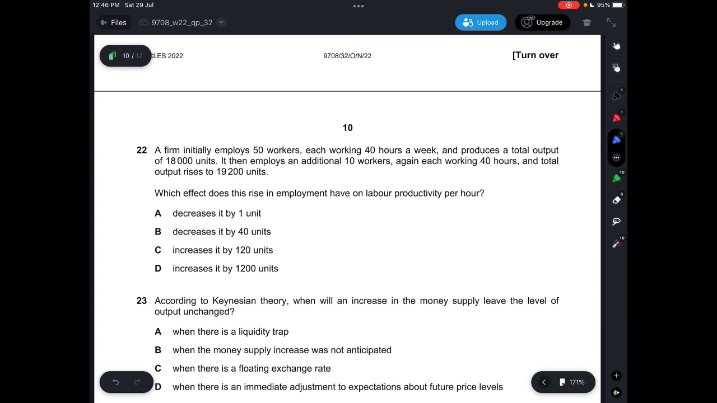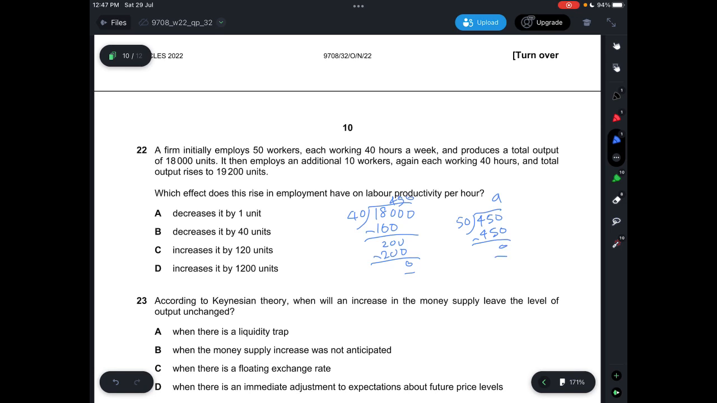Question 22. A firm initially employs 50 workers, each working 40 hours a week, and produces a total output of 18,000 units. It then employs an additional 10 workers, again each working 40 hours, and total output rises to 19,200 units. Which effect does this rise in employment have on labor productivity per hour? Okay, so to calculate this, we take 18,000 and divide by 40. We get 450, and then we divide 450 by 50. When we do that, we get 9. So per worker, you're getting 9 units.